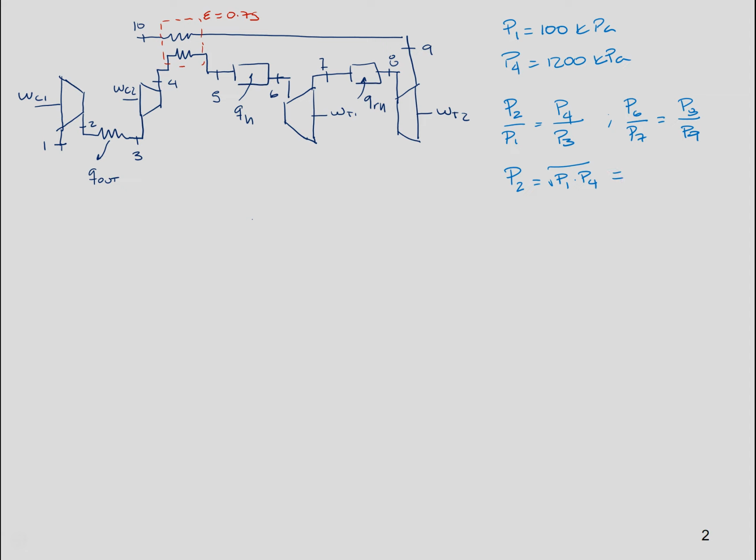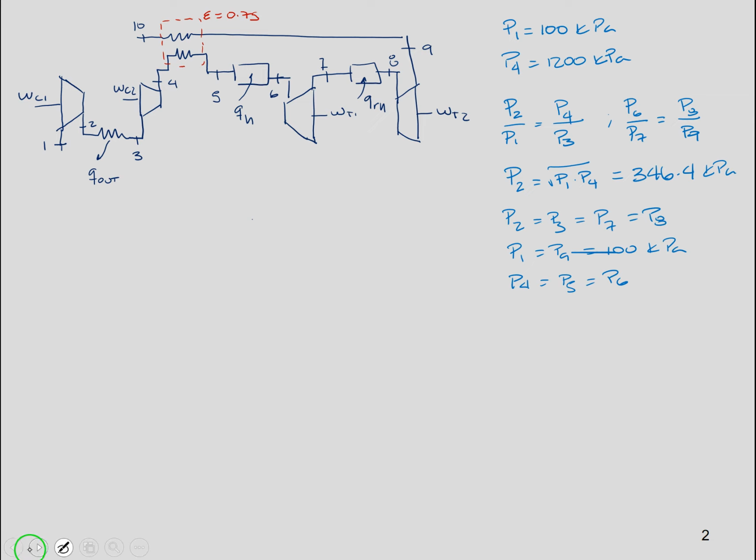This will be the same as 346.4 kilopascal. So P2 will be equal to P3 and should be equal to P7 and P8. Also P1 equals P9, 100 kilopascal, and P4 equals P5 equals P6. So we know all the pressures.